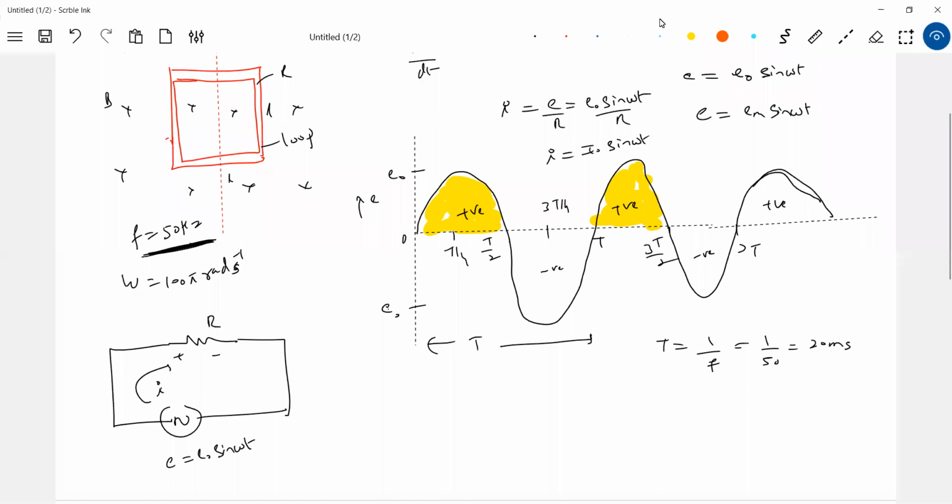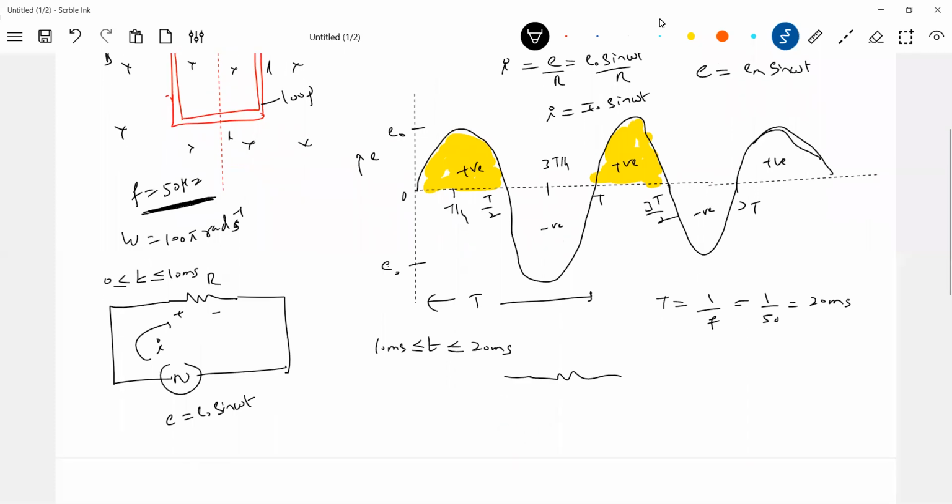Next, for t from 10 milliseconds to 20 milliseconds, same voltage, so same EMF, same loop. The current will alternate. The current starts flowing in the opposite direction. Any reason? Because the current is negative, it should change the direction of flow of current.